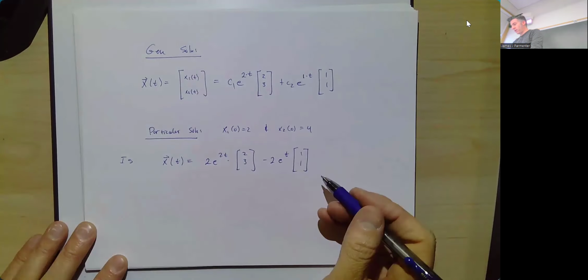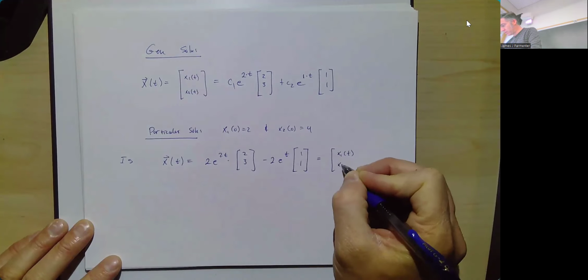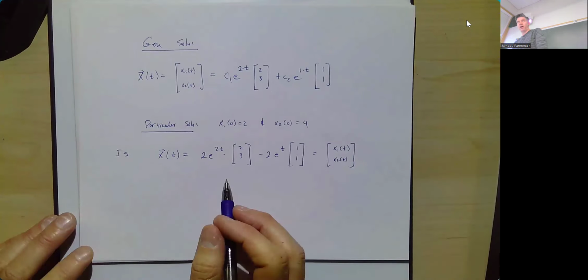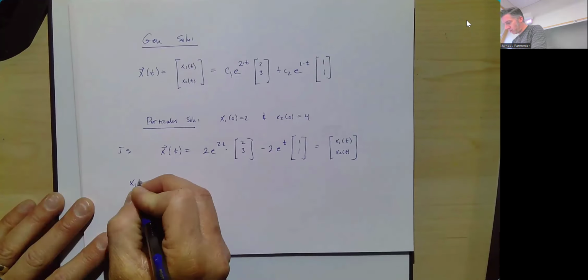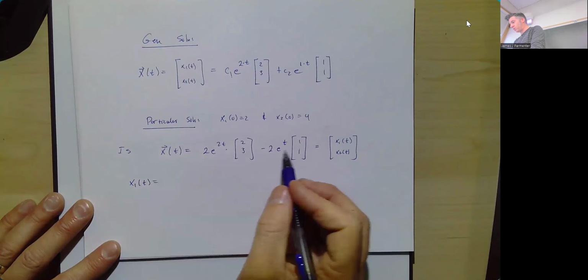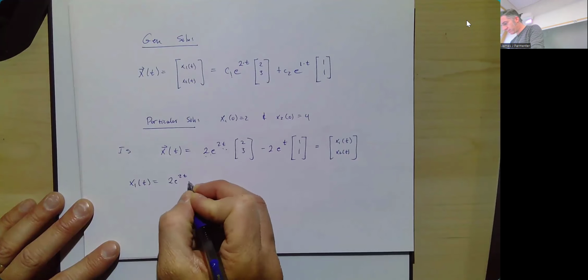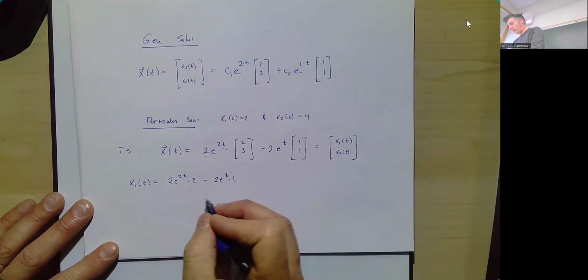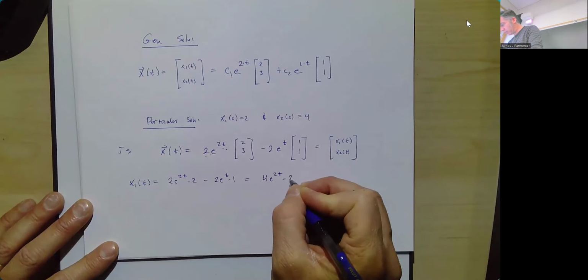If you look at this here, again, remembering that this is x1 of t, x2 of t. Well, let's just write what x1 and x2 are separately. So this is something I want you to get good at. X1 is just the top row of entries. So here, x1 of t is just the top row. So it's 2e to the 2t times 2 minus 2e to the t times 1. Or I might rewrite this as 4e to the 2t minus 2e to the t.